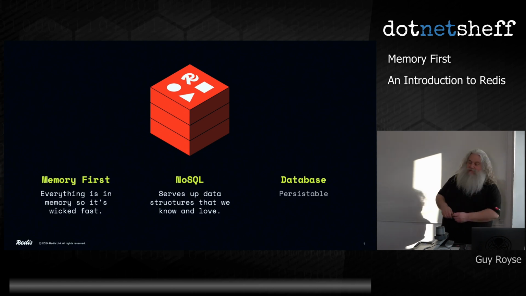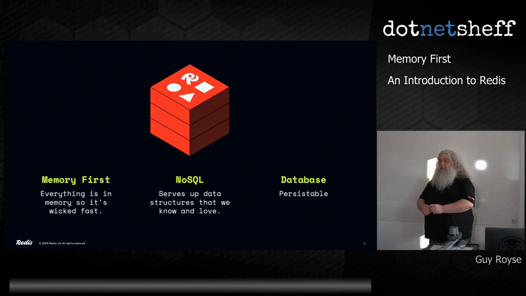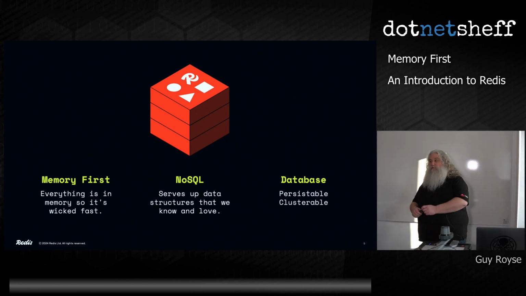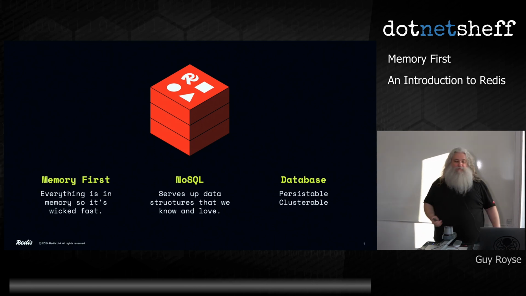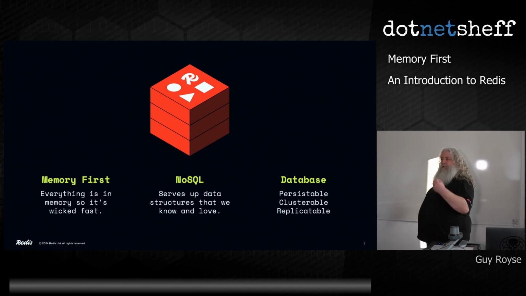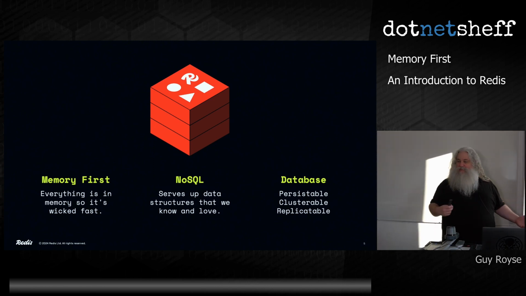And it's a database, and so it's persistible. It will write out to disk, and you will not lose your data just because it's in memory. It is clusterable, so you can scale it up and smear your data across multiple servers horizontally. And it's replicatable, so you can create duplication across the cluster. So if one of the nodes goes down, you don't lose the data that's in that node. So it does all the things that a database does.